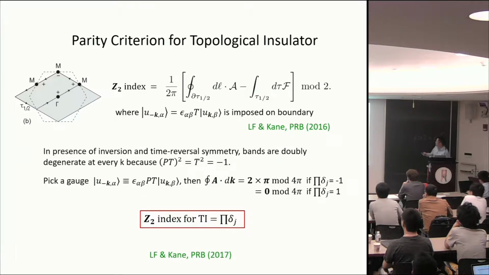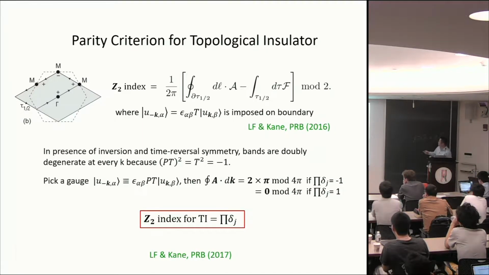This holds in all time reversal invariant systems, irrespective of whether inversion symmetry is present or not. And this general formula involves the Berry curvature. I didn't have time to introduce it in my previous lecture, but you heard it from Feng Wang's talk. The Berry curvature integrated over half of the Brillouin zone, and then subtract the term which is the boundary integral of the Berry connection, mod 2.